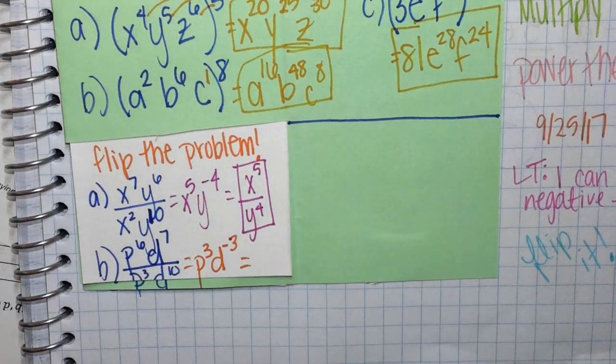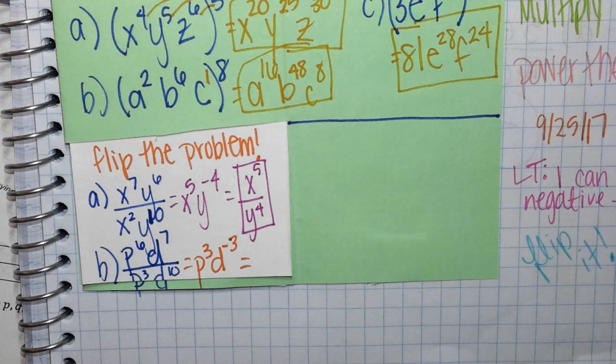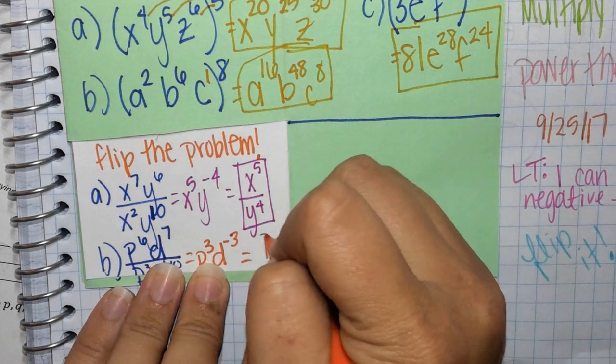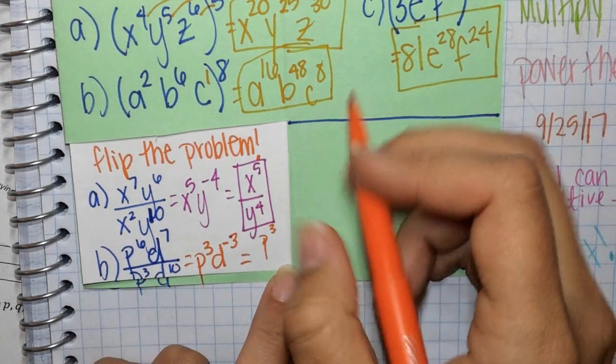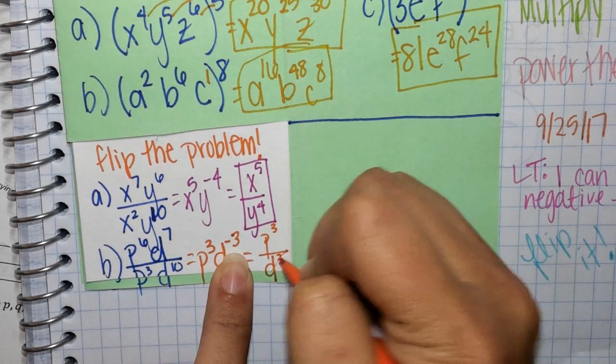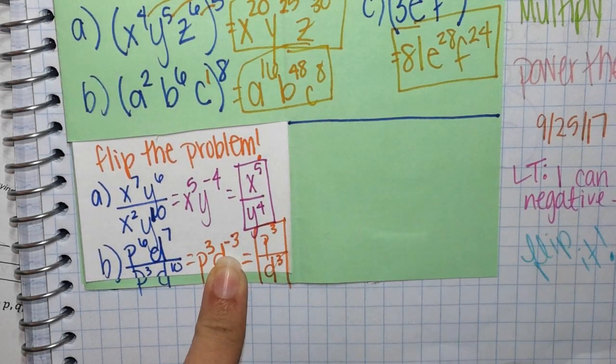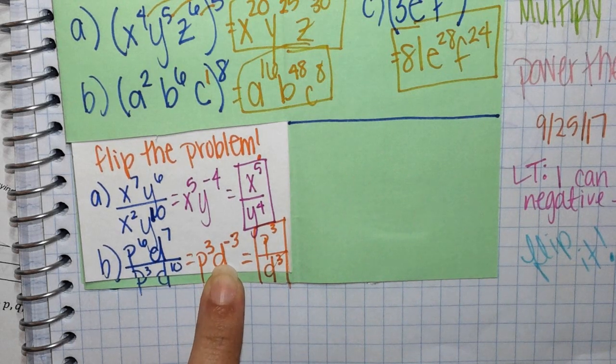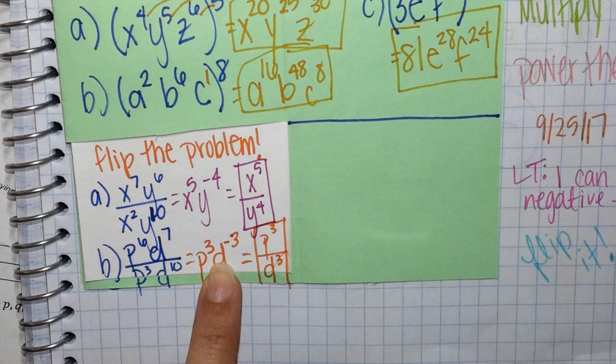All right, now, can you have a negative exponent? No. So you flip it. Are we going to flip P or D? D. It's going to be P cubed divided by D cubed, because D to the negative 3 flips. All right, P cubed divided by D cubed.